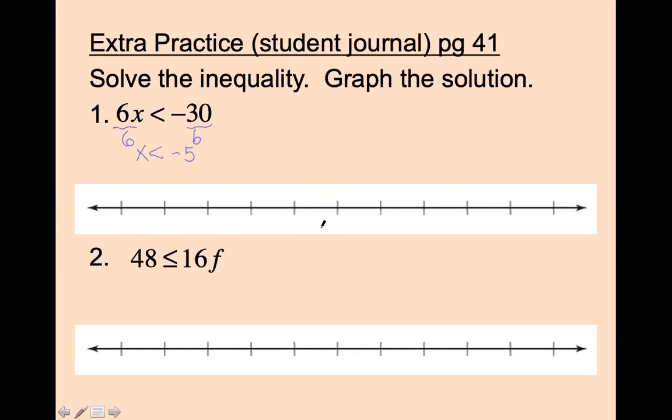I need to get some numbers on my number line. I'm going to put -5, -4, -3. And this direction, I'll go -6, -7. So we're looking for values of x that are less than -5.